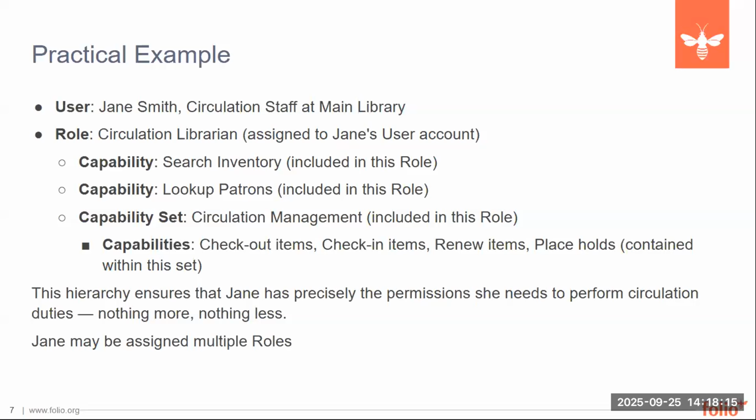Within that role, there might be a number of capabilities, right? She may have a capability for searching inventory, or another capability for just looking up patrons, because this is part of circulation. And finally, there may be a capability set which provides, as a single bunch, all of the different capabilities related to that, right? So checking out items, checking in items, renewing items. You're not going to have a circulation librarian who can do just one and not the other. So typically these go as a set. And this basically is allowing Jane to do her job based on this role.